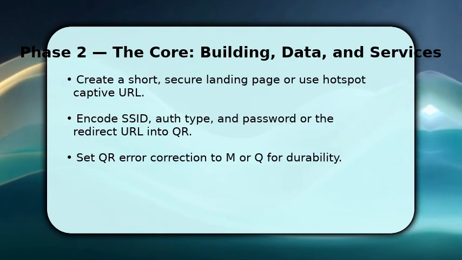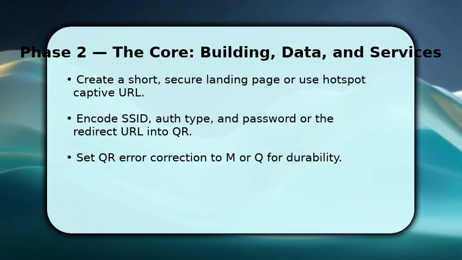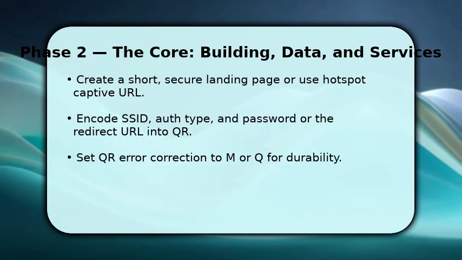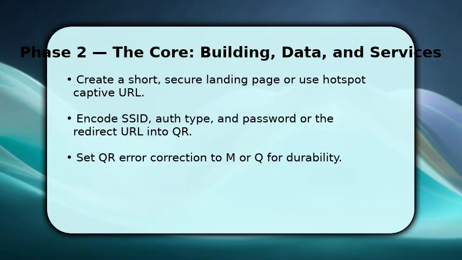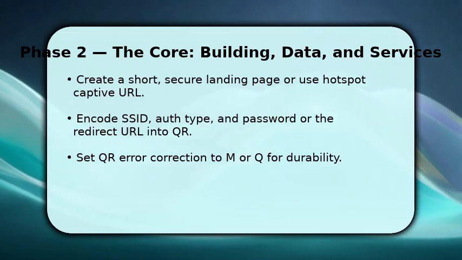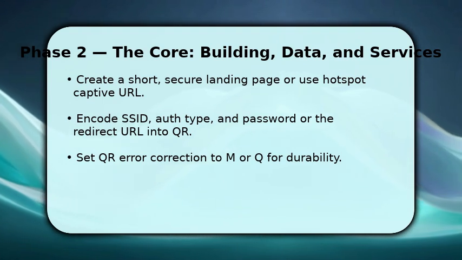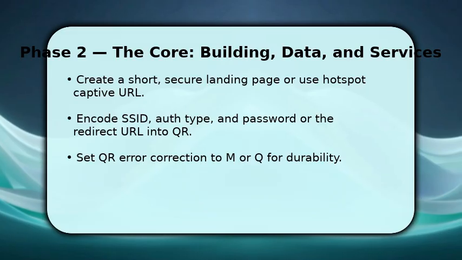Once the landing mechanism is ready, construct the QR payload, either Wi-Fi format, WIFI:T:WPA;S:SSID;P:password;; or a short HTTPS redirect to the portal. Choose error correction level M or Q to tolerate wear. Then generate the image, export as PNG or SVG, and verify the encoded text matches exactly.